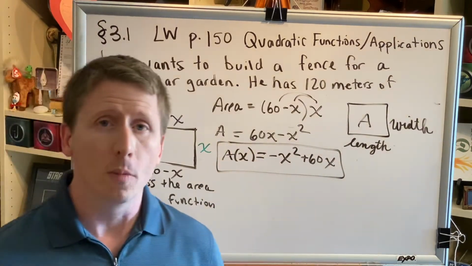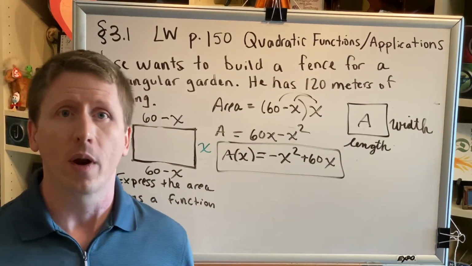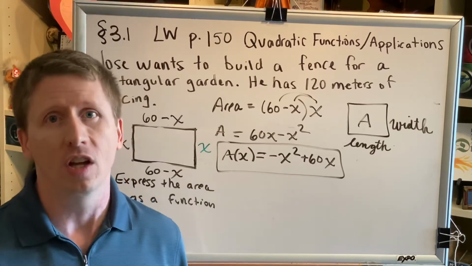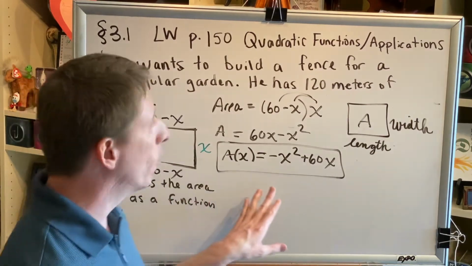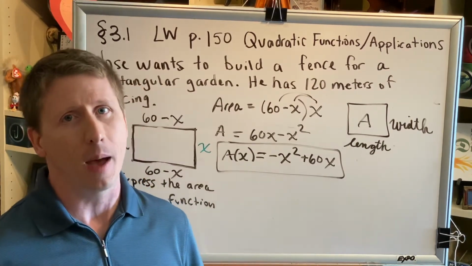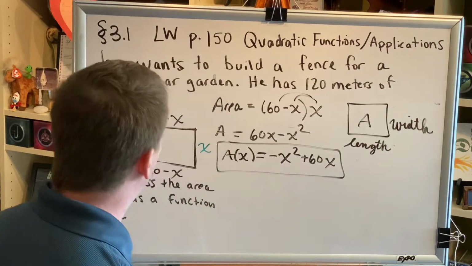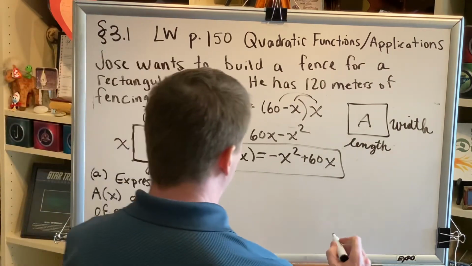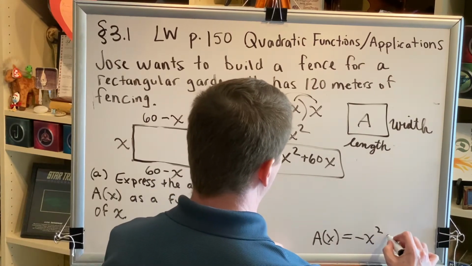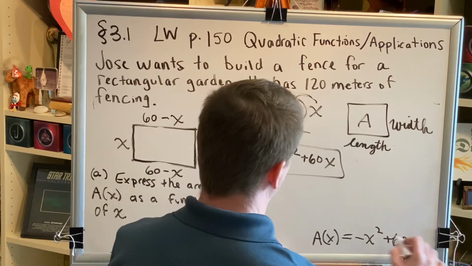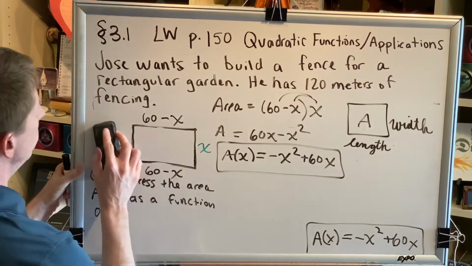You might think about all of the other problems we've solved in the applications so far. We had a ball being thrown up into the air. We had a cost function that we were trying to minimize. In both of those problems, they gave us the equation. In this problem, we have to create the equation as the very first step. Then, once we have that, we can do all of the same things that we did in our previous problems. So let's write our equation down here. A of x equals negative x squared plus 60x. We're going to need that as we now move on to parts B and C of this problem.